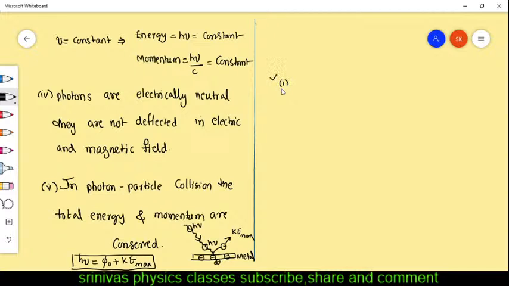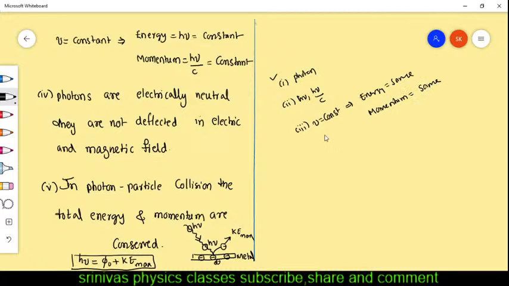The first point in the summary is that the radiation interacting with matter is made up of particles. They are called photons. The second point is that each photon has energy h nu and momentum h nu by c. Light of a particular frequency has the same energy and same momentum. If the frequency is constant, then the energy and momentum of photons are also constant.